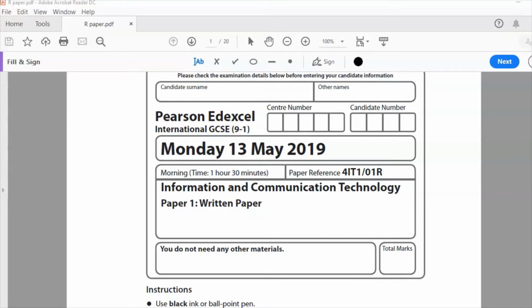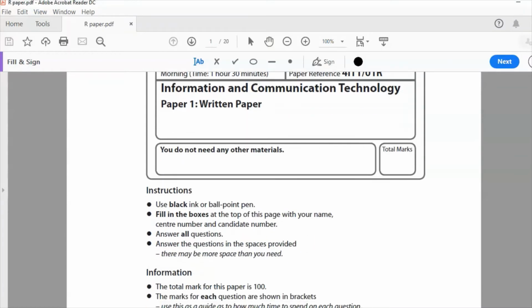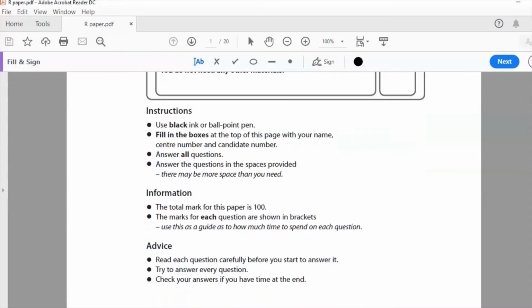The regional paper is worth just as many marks as the standard paper. The questions are very, very similar, but with slight twists. So it's worth going through this paper.